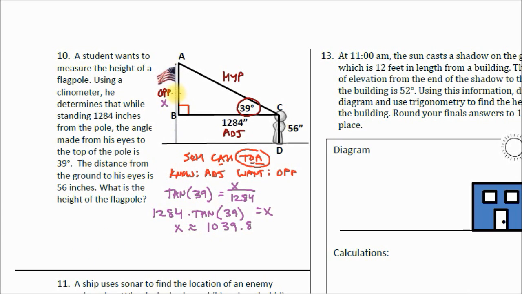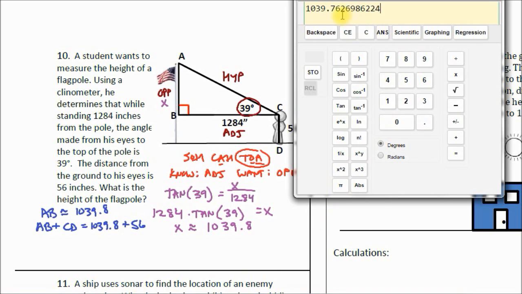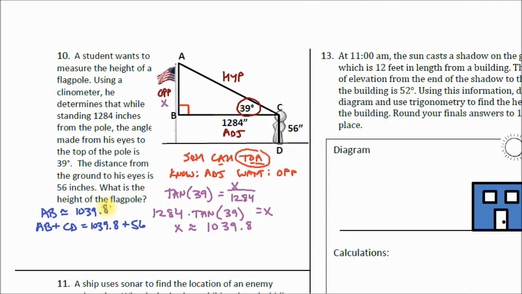So this value right here, AB, I'm going to put this in the answer. AB is approximately 1039.8, and we know that our height is 56 inches, and that means the height of the flagpole is going to be AB plus CD, and that's going to be 1039.8 plus 56. Let's do that now. 1039.8 plus 56 equals, and our answer is 1095.8. So our final answer should be written as a sentence.